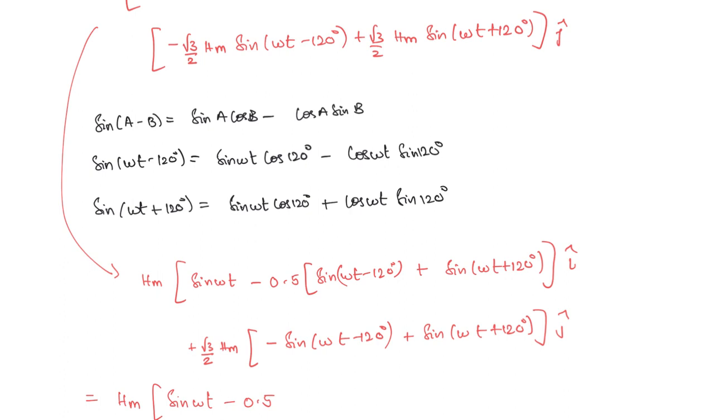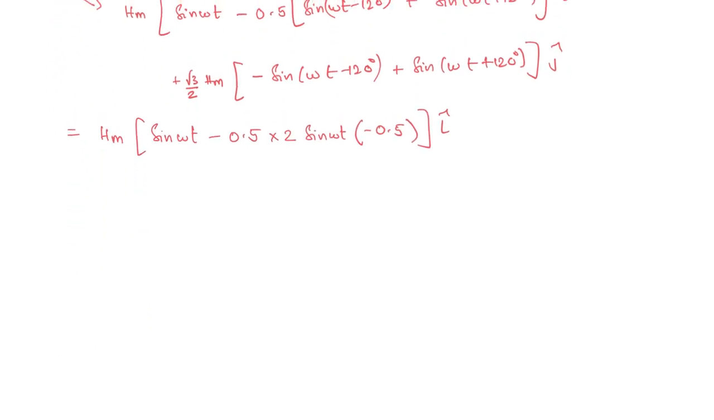So 2 times sine omega t into cos 120 degrees. Cos 120 is minus 1 by 2, so you can write minus 0.5. This is I cap. Next, what about the vertical component? You are going to have plus root 3 by 2. Similarly, you are going to get here 2 times cos omega t into sine 120. Sine 120 is root 3 by 2. This is J cap. So finally, you are going to get sine omega t plus 0.5 sine omega t. So what will it be? 1.5 sine omega t. So you can write 1.5 Hm sine omega t I cap.